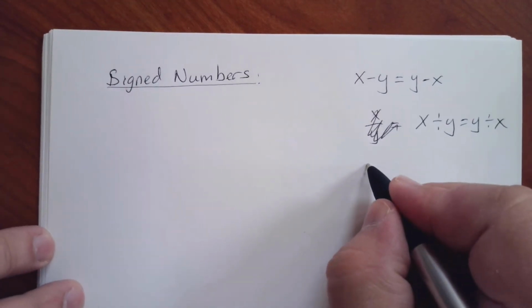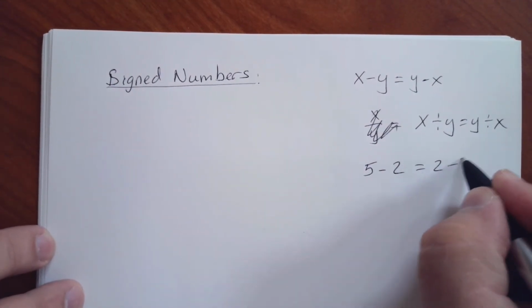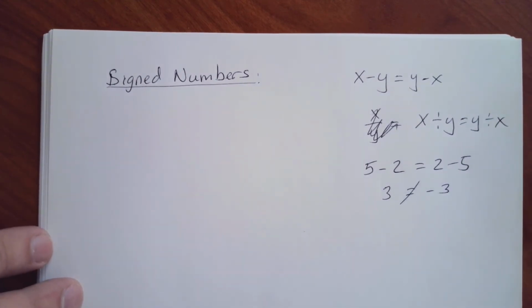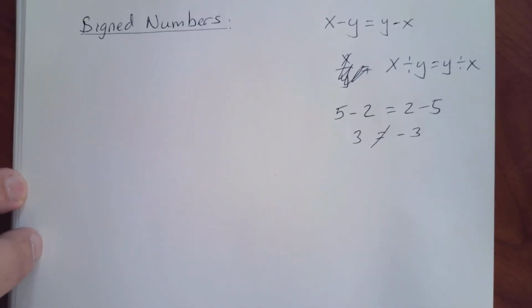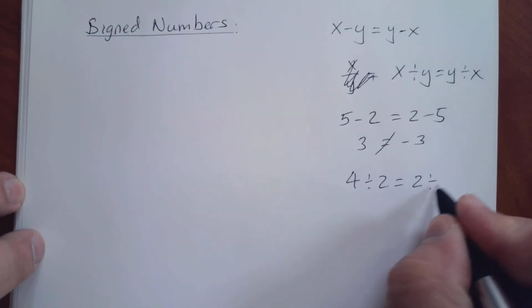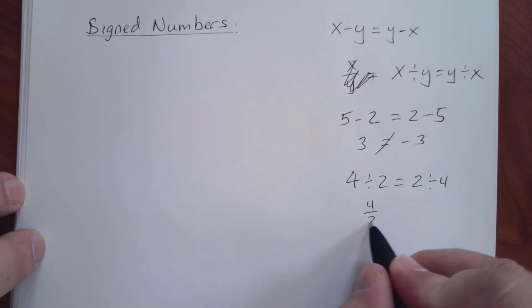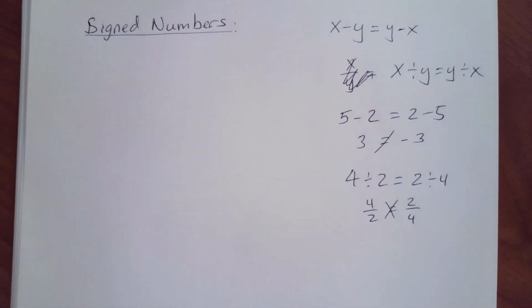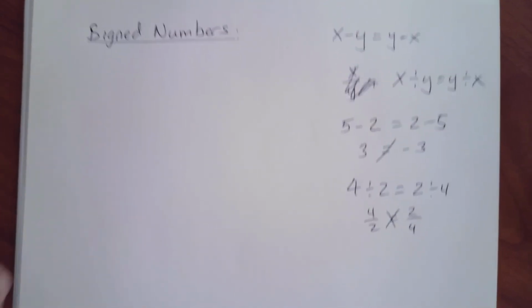No. I mean, 5 minus 2 does not equal 2 minus 5. 4 divided by 2 does not equal 2 divided by 4. So why doesn't it work? Why don't those two operations work? Or do they? It fails the first property, so we can't use it at all, period. If it fails any of the properties, then we can't use it at all. But we can.